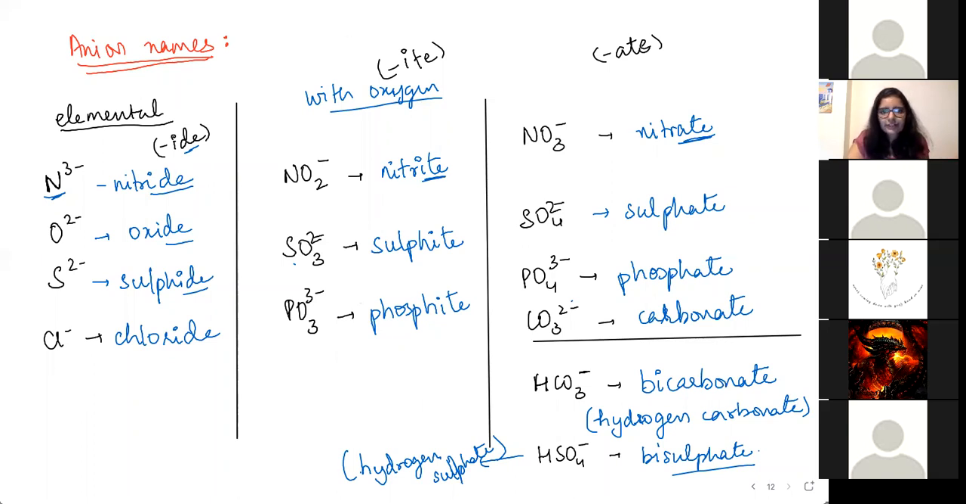So instead of trying to remember like 12 different ions, just remember 2-3 of them with logic, you won't go wrong. It's much easier. For pure elements, as long as you know the name of the element, you just add IDE to it. So if it is chlorine, it becomes chloride. Iodine becomes iodide. Fluorine becomes fluoride. That way.